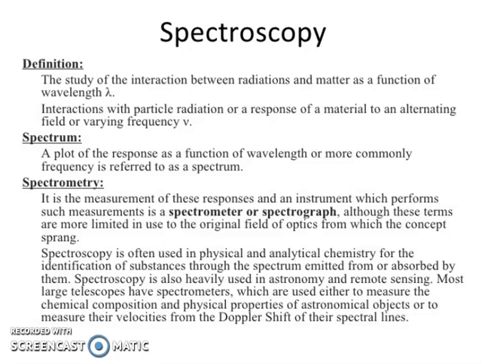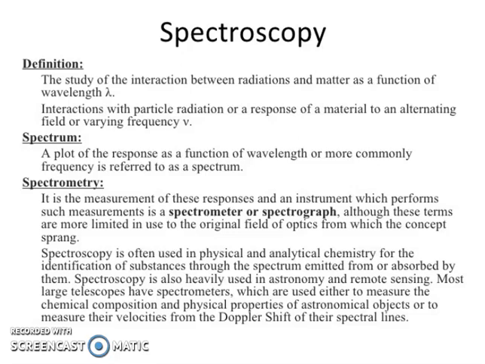as a spectrum. You know friend, a spectrometer. What is spectrometry? It is the measurement of these responses, and an instrument which performs such measurement is a spectrometer or a spectrograph. Although these terms are more limited in use to the original field of optics from which the concept sprang. Spectroscopy is often used in physical and analytical chemistry for the identification of substances through the spectrum emitted from or absorbed by them.